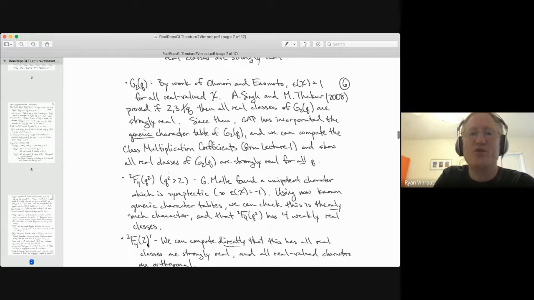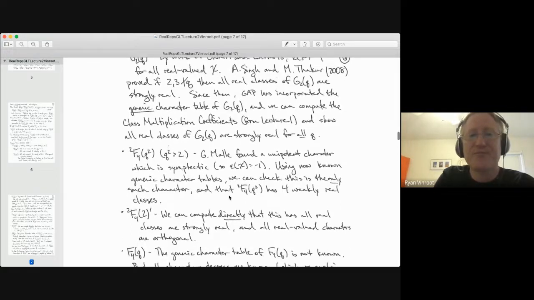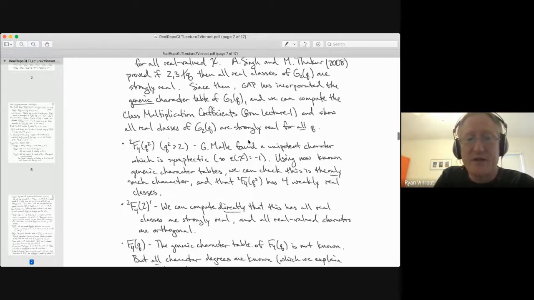And when q is 2, this is the simple group. Well, this is just a single group. So just to mention it, we can actually completely and directly compute that every real class is strongly real and every real valued character is orthogonal. Okay, so twisted F4, everything is behaving in this nice way.